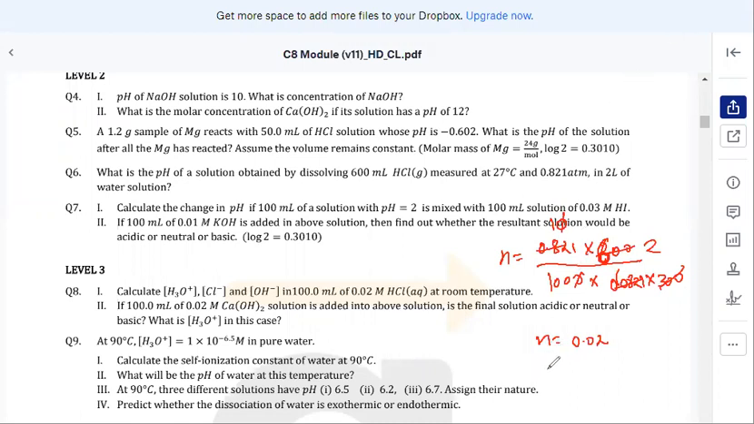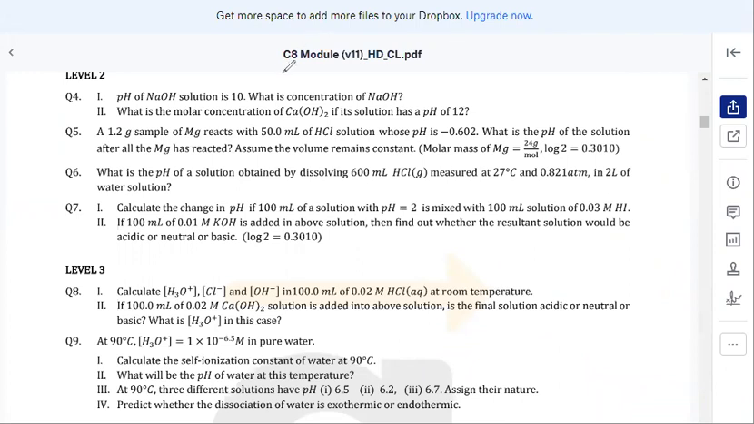Then we know that concentration of H plus is equal to n by V. Now this case is 2 liter because it is your total volume of the solution. So it is 0.02 by 2, which is 0.01, which is 10 to the power minus 2. Got it? So if concentration of H plus is 10 to the power minus 2, what is pH? pH is 2, right? Got it, everyone? Tell me, got it? Okay, everyone. Now question number 7.